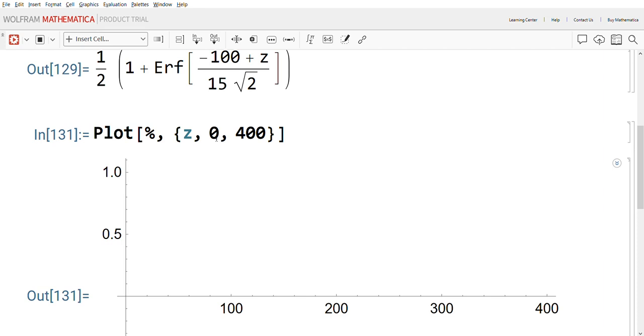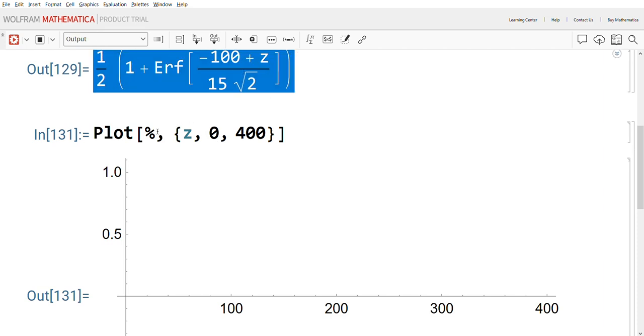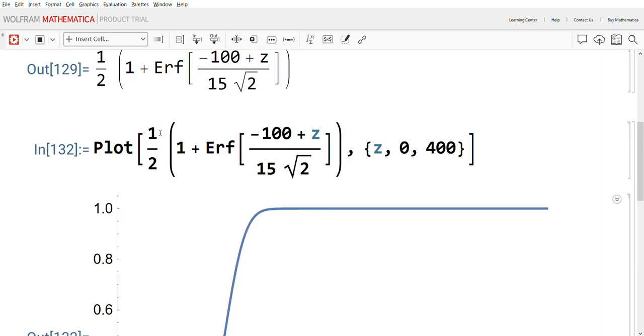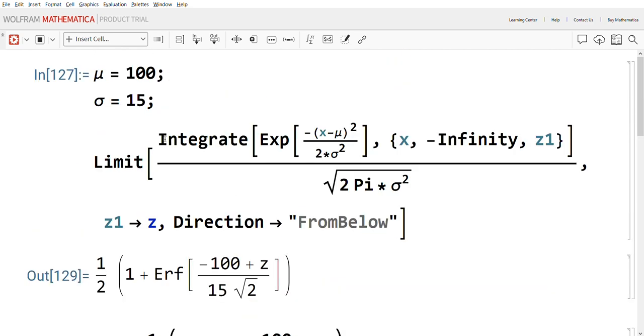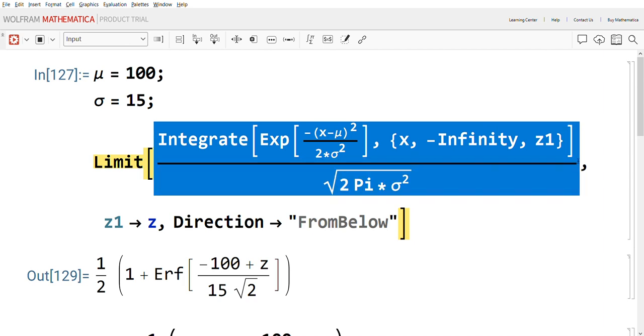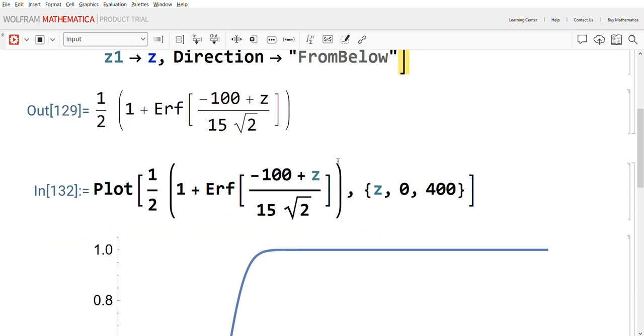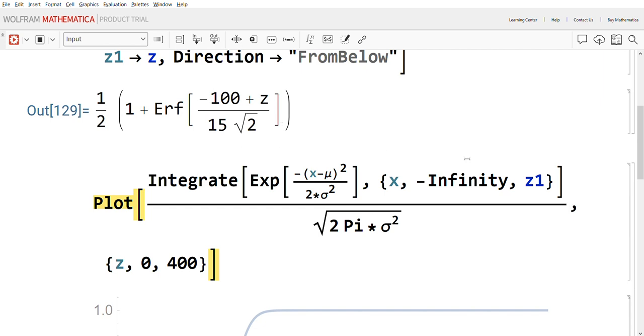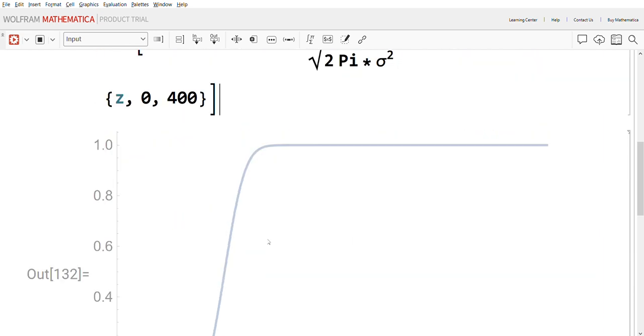Oh no, it broke. Let's do this. Let's paste that in there. This might have more of a chance. Oh wait, no, I want something more like this here. Just because I don't want to graph the cumulative distribution function. It's cool that Mathematica knows that, but that's what I want to graph. And this is not Z1 anymore, it's Z. So this should show a good bell curve.